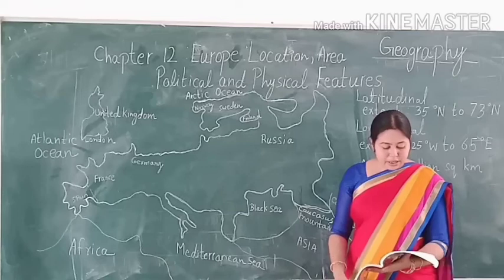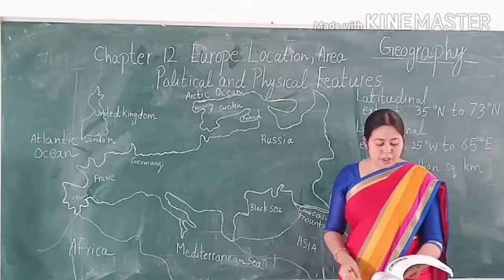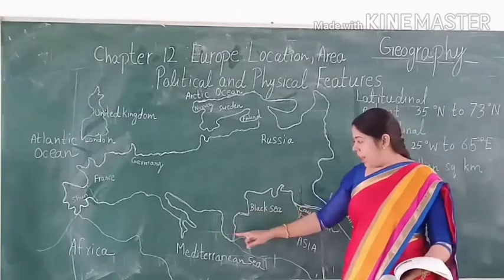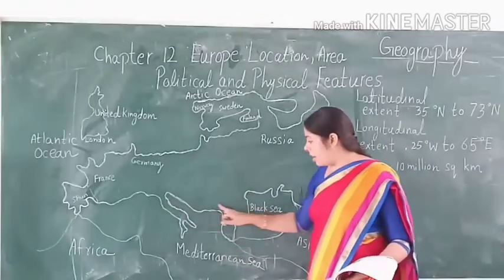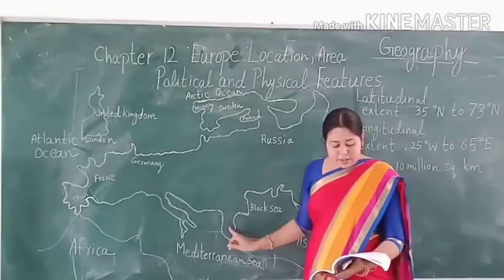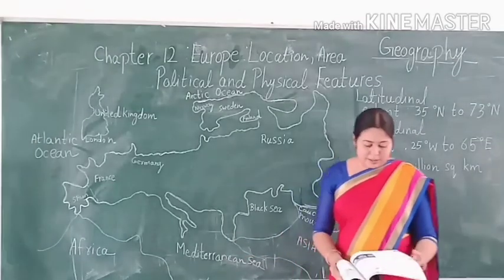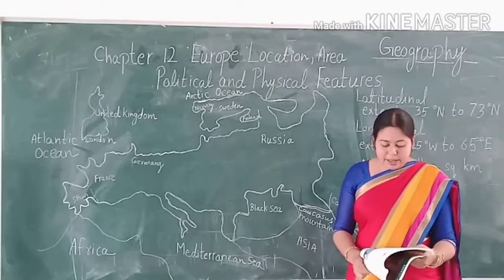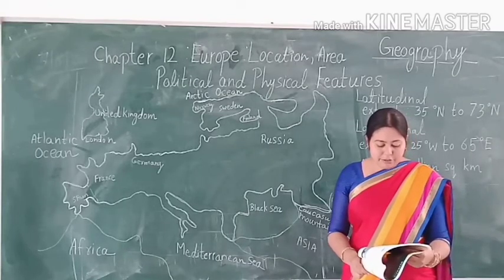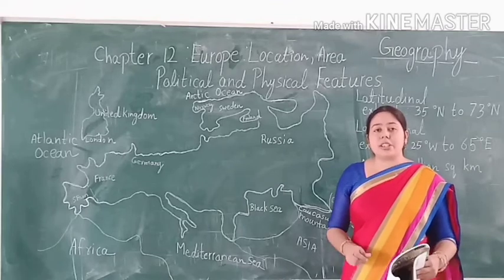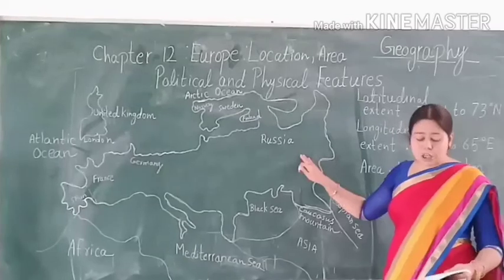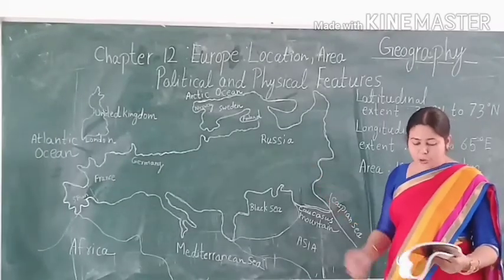For example, Spain and Portugal together form the Iberian Peninsula. So these countries are called the Iberian Peninsula. The Holy See in the Italian Peninsula is the smallest country, while Russia is the largest country in Europe. Here is Russia.